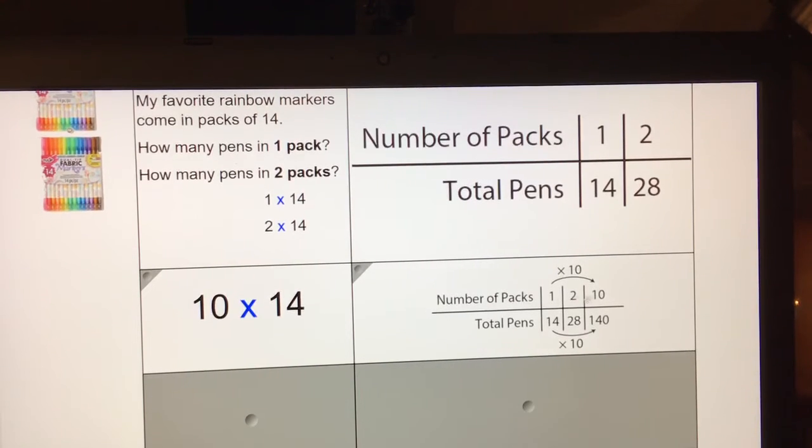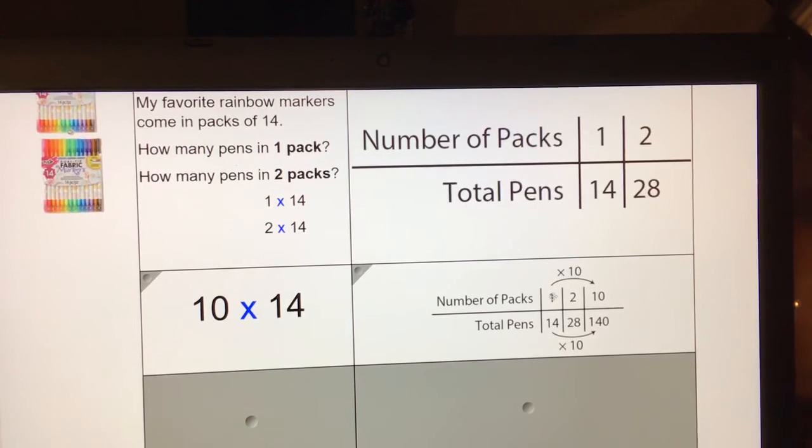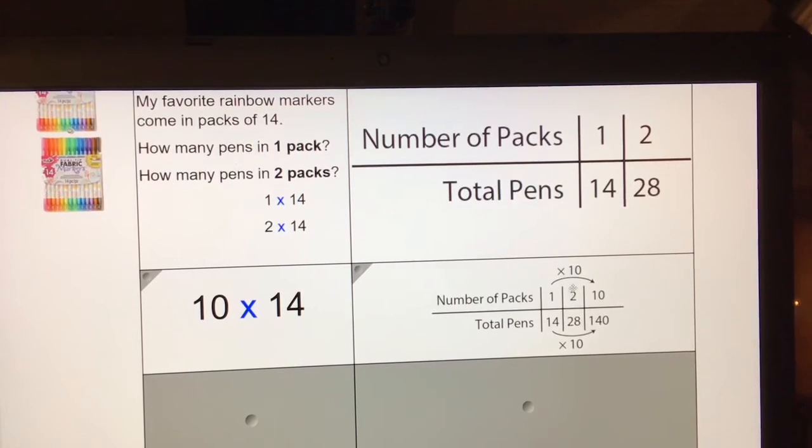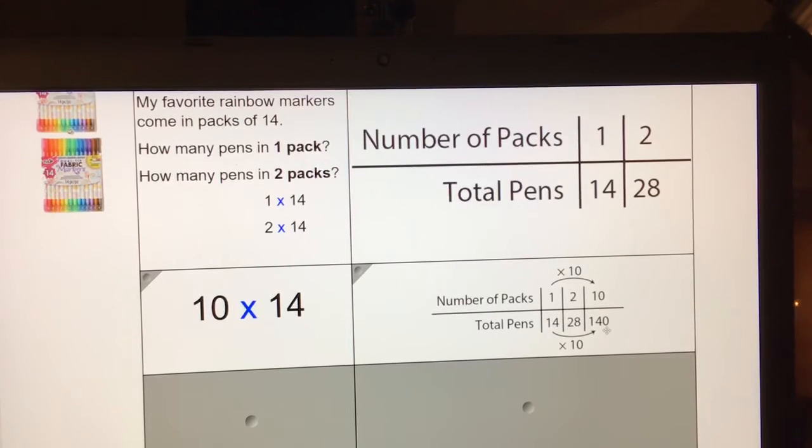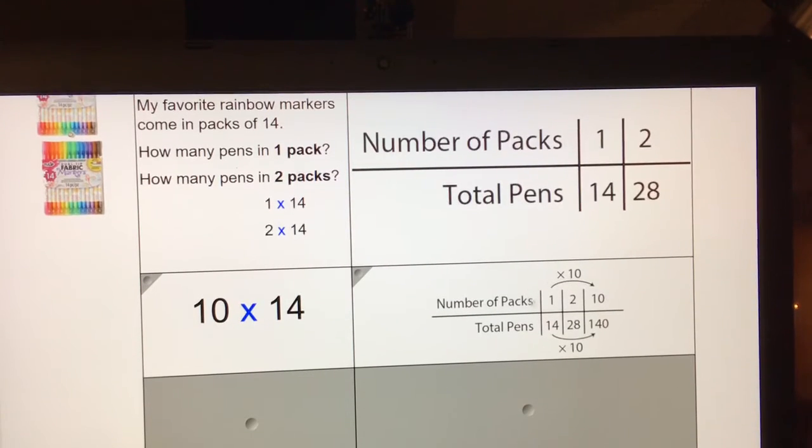Again, we're filling in our chart. It does not have to be in order. Nice thing about this chart, it could go 1, 14, 2, 28, 10, which is a nice number, 140, and then we could start combining the number of packs.